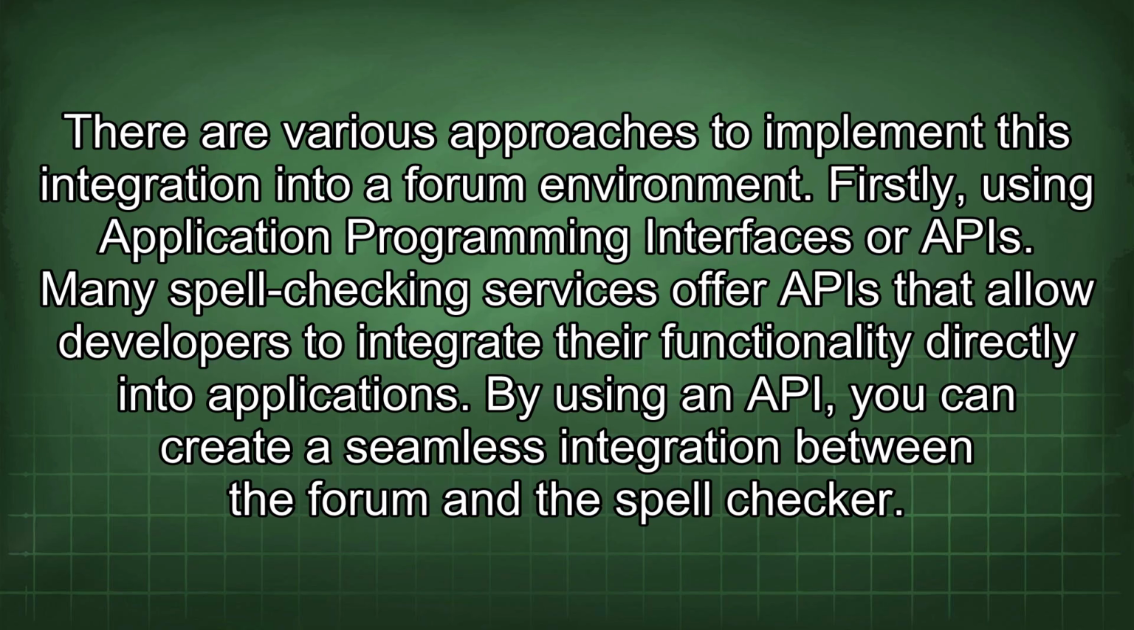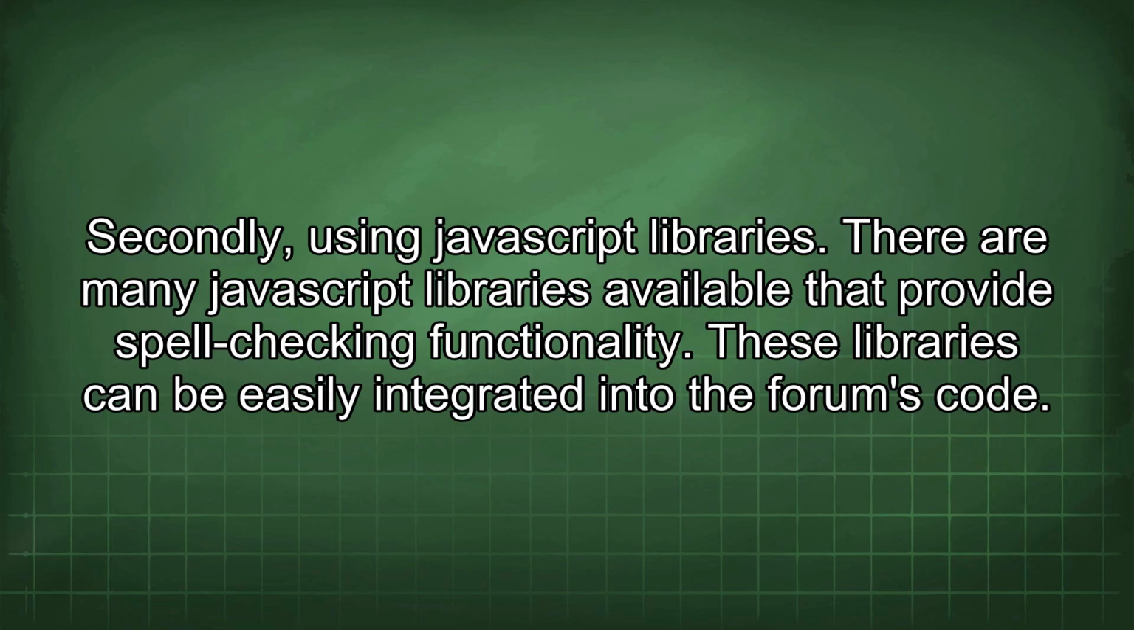There are various approaches to implement this integration into a forum environment. Firstly, using application programming interfaces, or APIs. Many spell checking services offer APIs that allow developers to integrate their functionality directly into applications. By using an API, you can create a seamless integration between the forum and the spell checker. Secondly, using JavaScript libraries. There are many JavaScript libraries available that provide spell checking functionality. These libraries can be easily integrated into the forum's code.